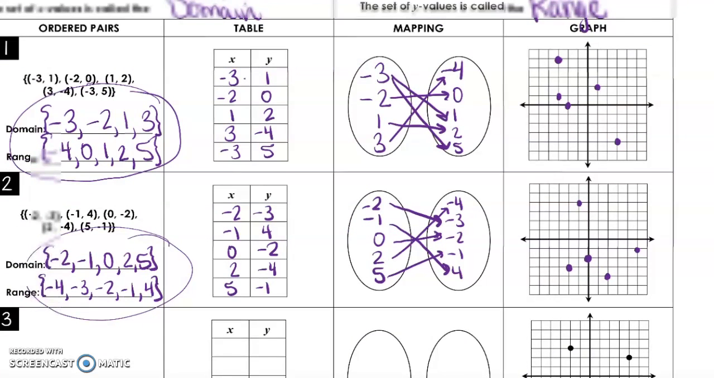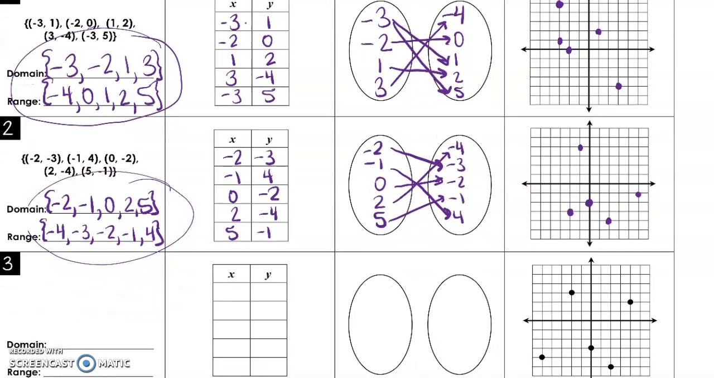So again, your domain is your x values in order from least to greatest. Your range is your y values in order from least to greatest. Your table is just a different way to rewrite your ordered pairs. Your mapping needs to go in the same order as your domain and range, and then draw your arrows to the ones that match, and then your graph.